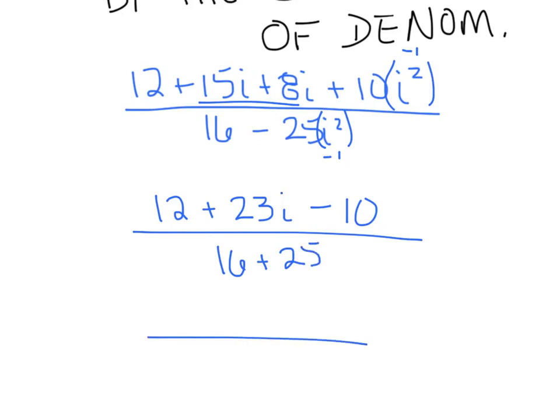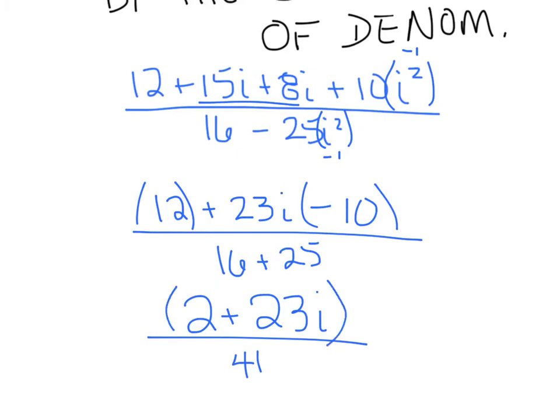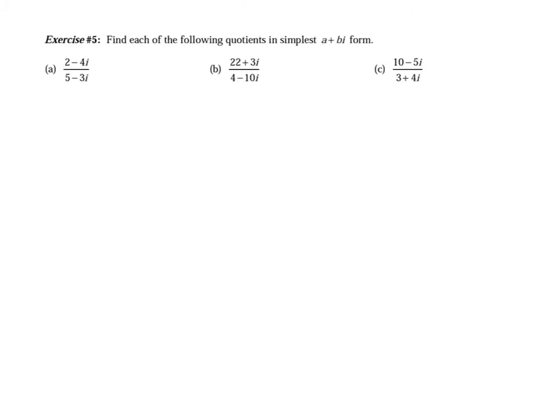Just a little more housekeeping. Combine the 12 with the negative 10, and you'll get 2 plus 23i all over 41. And that's the most simplified answer I've got. I've got no GCF in the numerator, so I can't factor anything out, and therefore I can't cancel anything on the bottom. So you notice tonight is just a lot of good repetition.